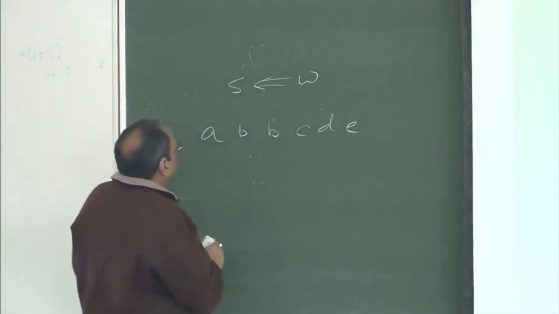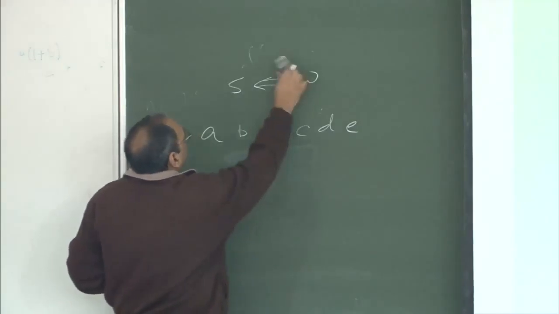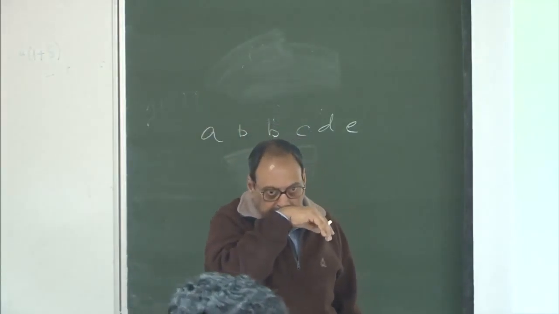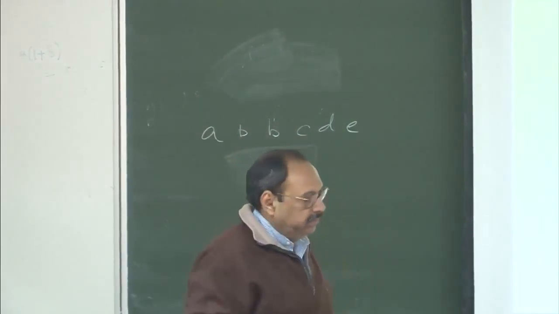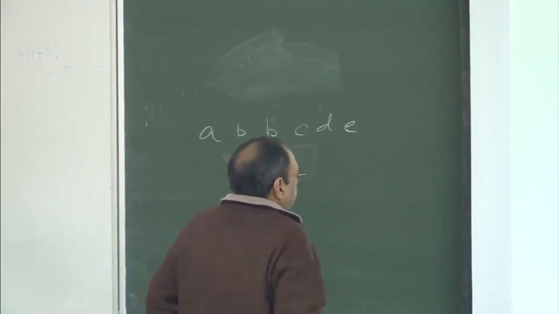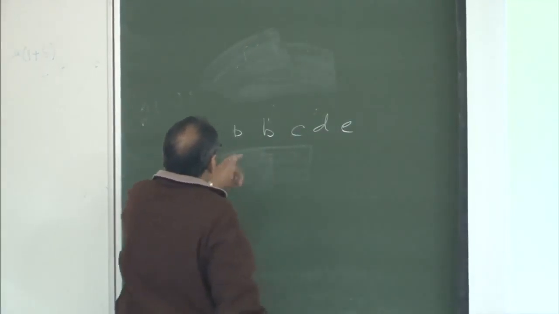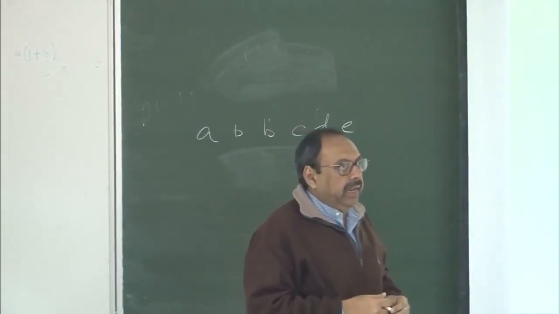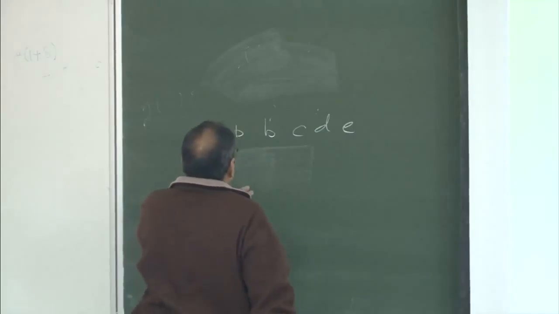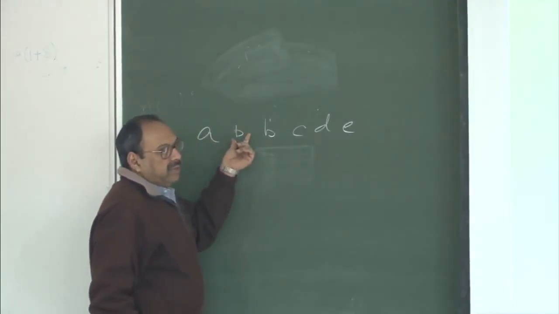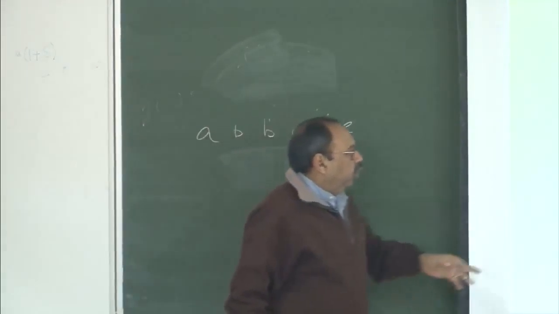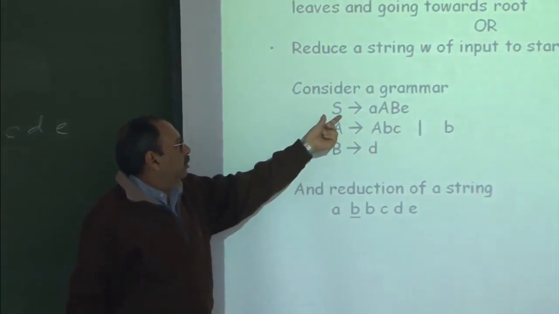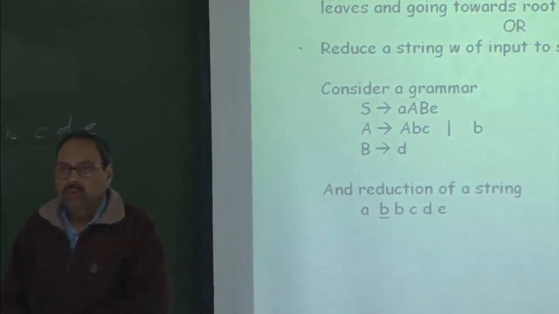What we want to do is reduce the string to the start symbol. So what we'll try to do is find a substring here which matches the right hand side of a production. And if it matches the right hand side of a production, then I'm going to replace that by its left hand side, and we'll continue. The hope is that if this is a valid string in the language specified by this grammar, then I should be able to reduce the whole thing eventually to S.